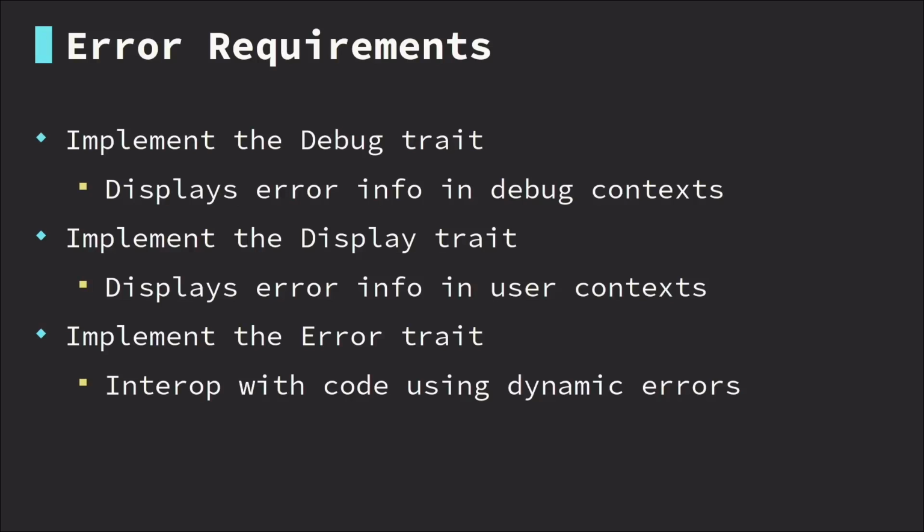Lastly, we need to implement the error trait itself so we can get interoperability with other errors. Implementing the error trait can actually be done with an empty implementation block because the trait has default implementations. We are first going to implement all of this manually to understand how it works, and then we will use a popular crate which automates the entire process.